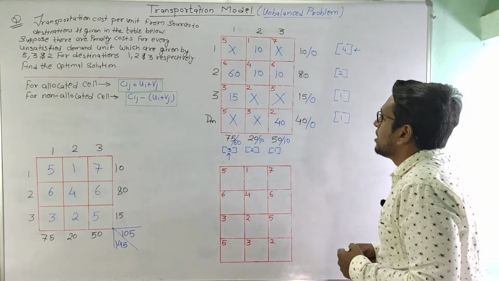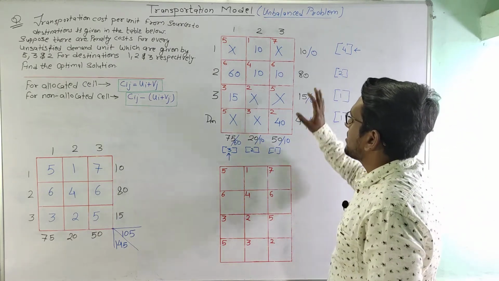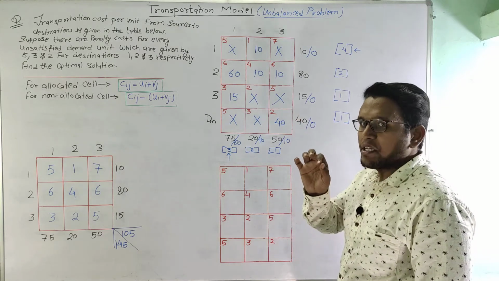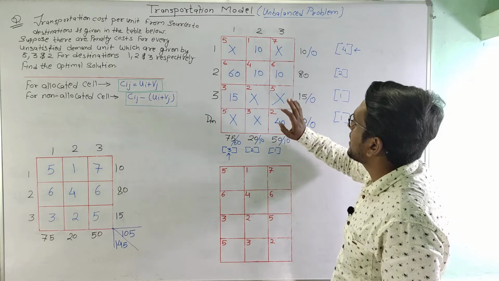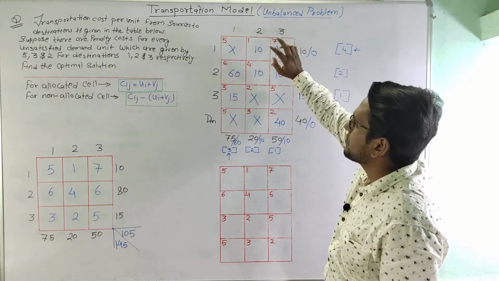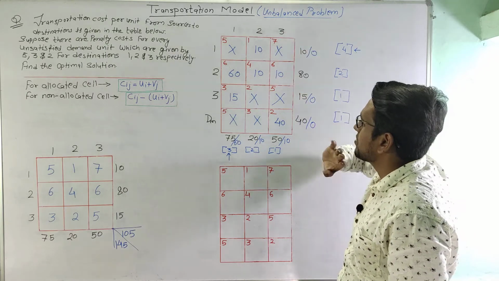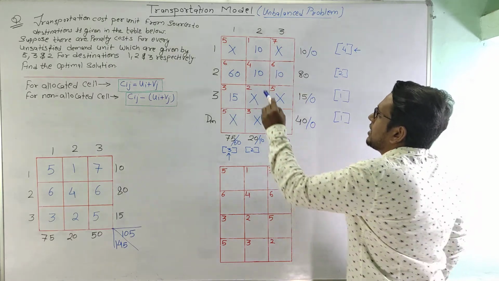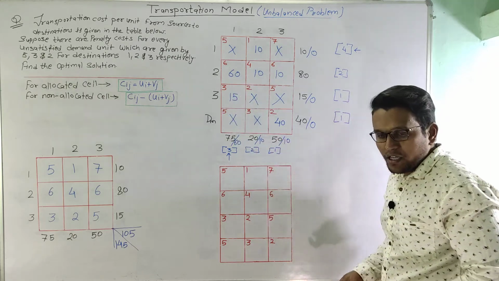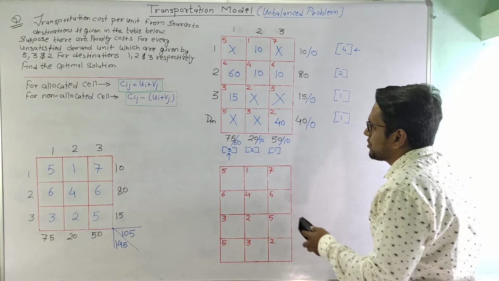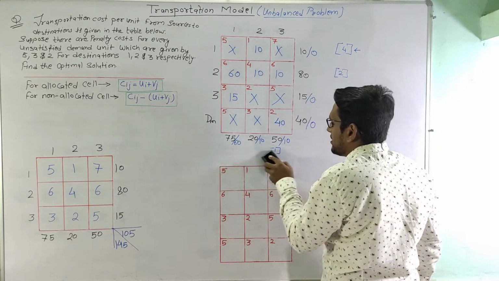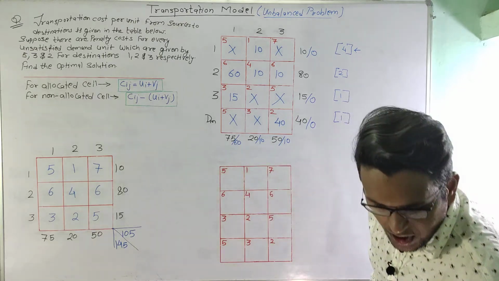Okay, so now this is our basic feasible solution where we need to have m plus n minus 1 number of allocations. We can see that m is 4, n is 3, that means 4 plus 3 minus 1, so there should be 6 allocations, and there are exactly 6 allocations. So this is our basic feasible solution, and now we will check the optimality here.